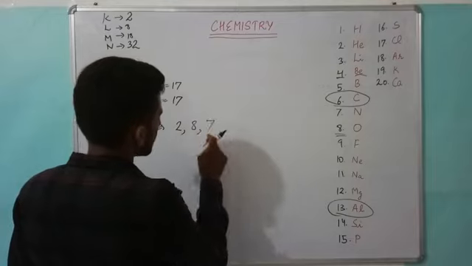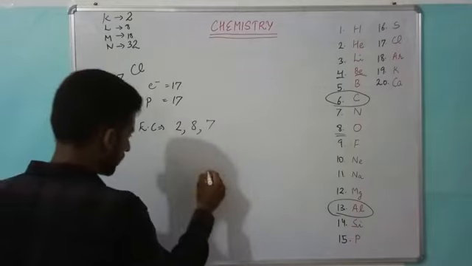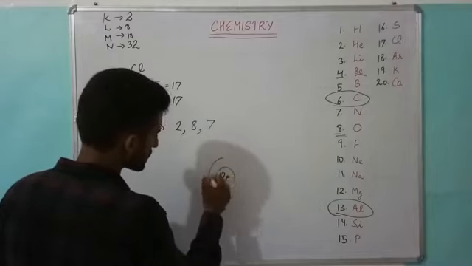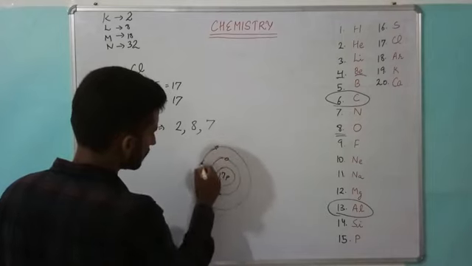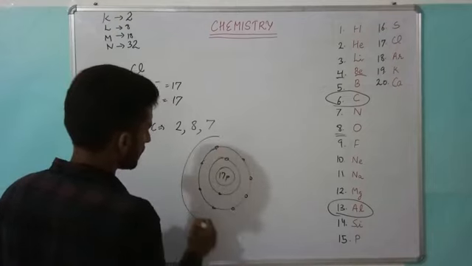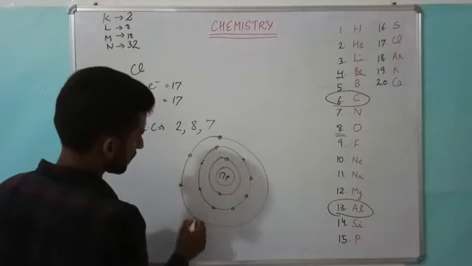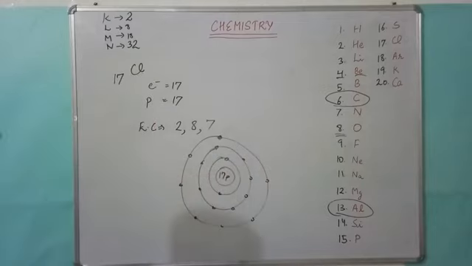So this one is with respect to the chlorine atom, and how the structure will be drawn. At the center are 17 protons, first K has 1, 2, then the next one L has 1, 2, 3, 4, 5, 6, 7, 8, and the last one is M with 1, 2, 3, 4, 5, 6, 7. So here comes the atomic orbital structure of chlorine. You have to keep this in mind.